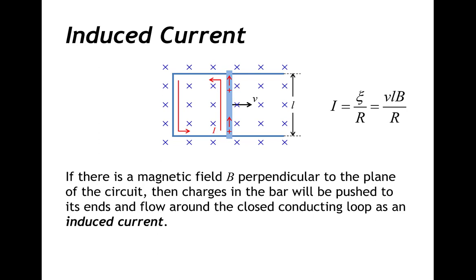This current is given as the ratio of the motional EMF to the resistance in the conducting loop. And we learned previously that the motional EMF is equal to the product of the bar's velocity, its length, and the magnitude of the magnetic field. Let's use this result to do an example.